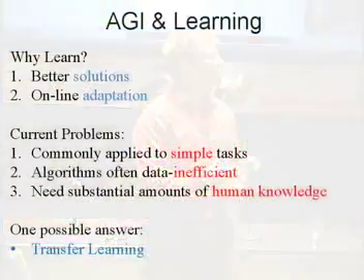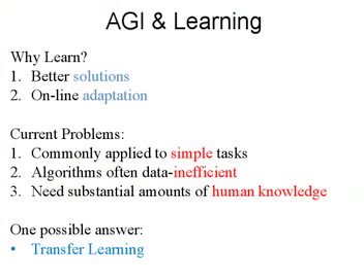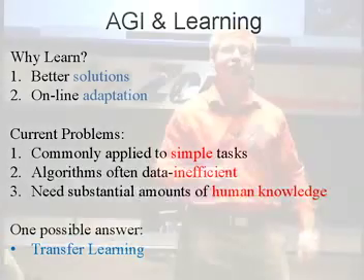The problem is lots of current machine learning techniques have a number of shortcomings. They're often just applied to simple tasks, whereas in AGI we're interested in very complex tasks. They're often data inefficient. So if we're trying to decide if an agent is intelligent and it learns very slowly compared to humans, we may not think it's intelligent. And lastly, current machine learning algorithms need a lot of human knowledge, and we'd like to minimize that.